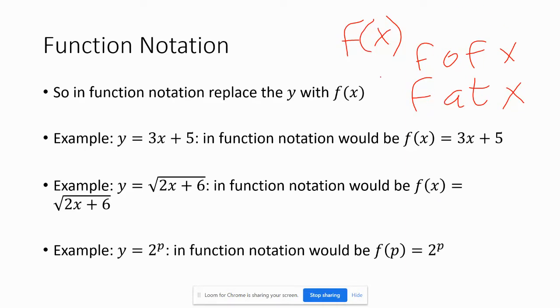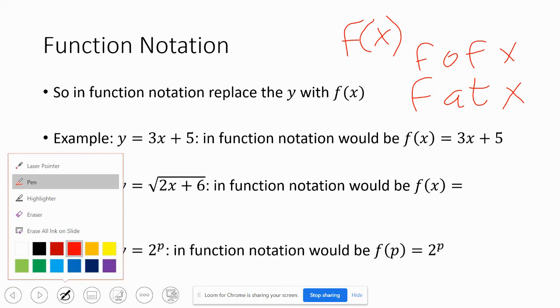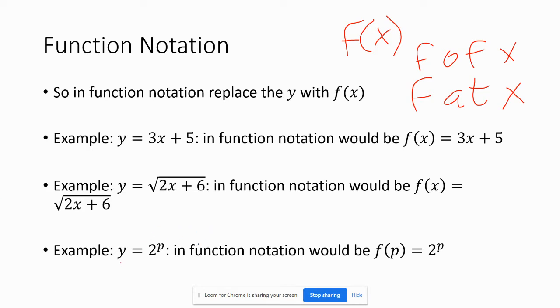So here are a few examples of writing different equations in function notation. y equals 3x plus 5 is written as f of x equals 3x plus 5. y equals the square root of 2x plus 6 will be written as f of x equals the square root of 2x plus 6. And if you notice in the third example, y equals 2 to the p, instead of using f at x, we use f at p, which is 2 to the p. Now we don't have to use f. We can use g, h, any letter, but the most commonly used letters are f, g, and h.